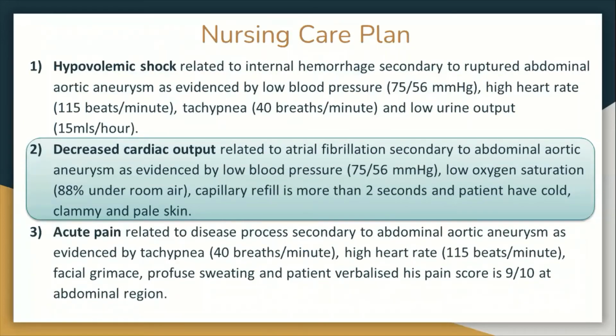The next nursing diagnosis is decreased cardiac output related to atrial fibrillation secondary to abdominal aortic aneurysm, as evidenced by low blood pressure, 75 over 56 mmHg, low oxygen saturation, 88% under room air, capillary refill more than 2 seconds, and the patient has cold, clammy, and pale skin.